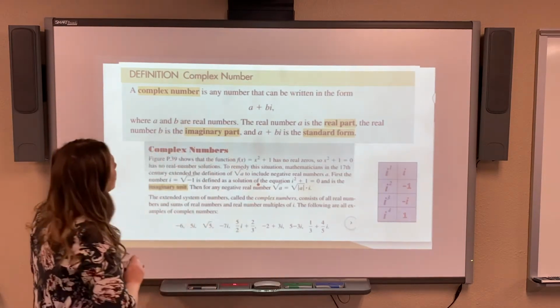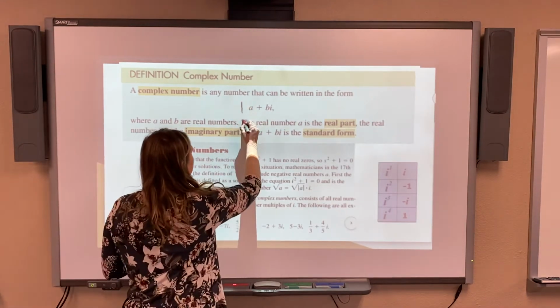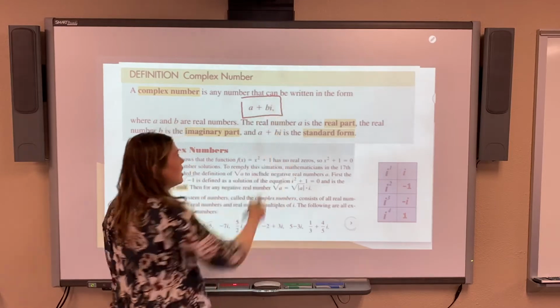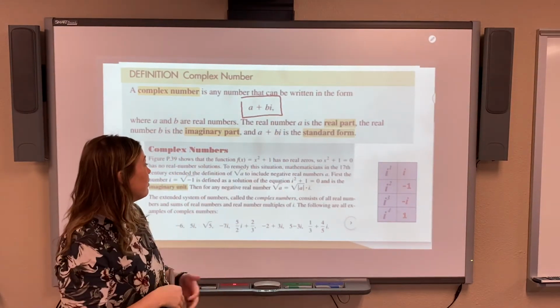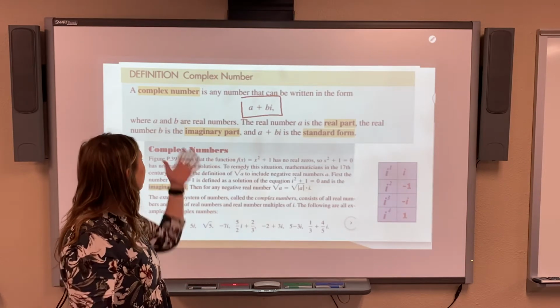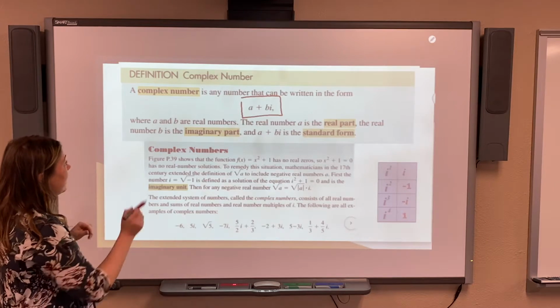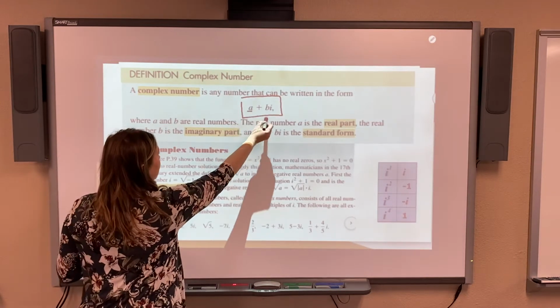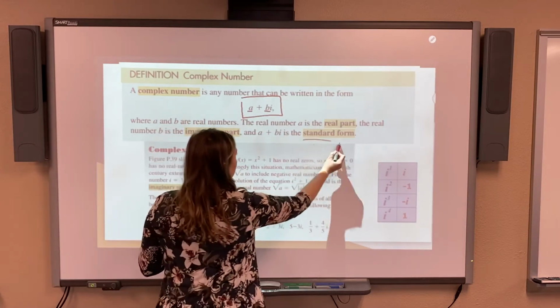A complex number is any number that can be written in the form a plus bi. So i is the imaginary number, okay? As long as it can be written in that form, it is a complex number. a and b are real numbers, the a is the real part, and the b is the imaginary part. And then a plus bi is standard form.